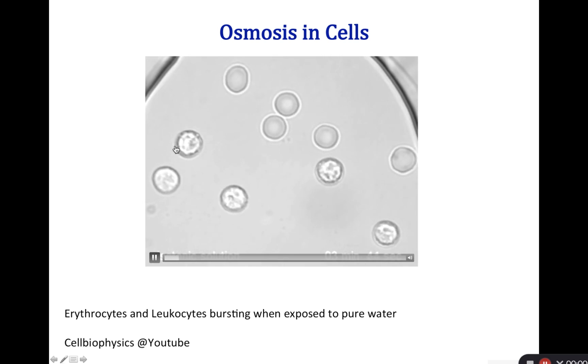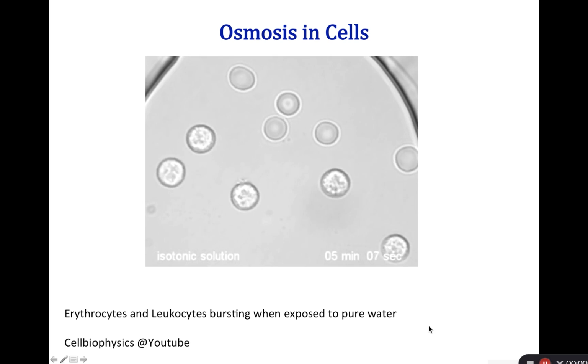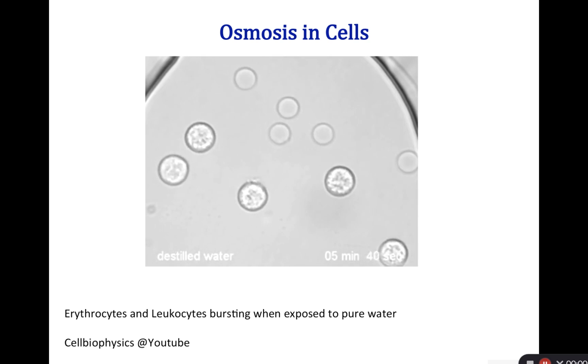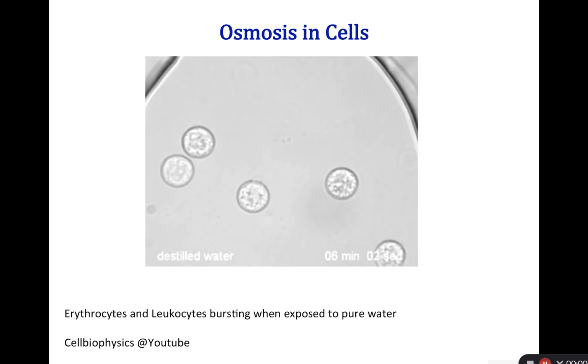So right now, these two types of cells are in an isotonic solution, which means that the concentration of solutes is the same inside and outside. So there is no osmosis. And now we put the cells in distilled water, and you can see that water is flowing inside. Well, you cannot see that, but you can see the cells swelling.